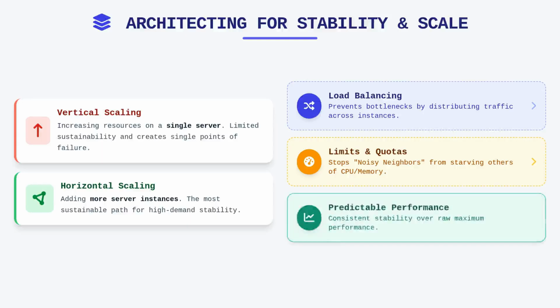Managing these constraints properly forces your applications to operate within predictable boundaries, simplifying capacity planning significantly. You are essentially shifting the goal from raw maximum performance to predictable, consistent performance under a wide variety of load conditions.